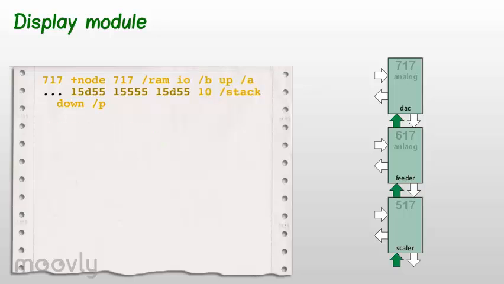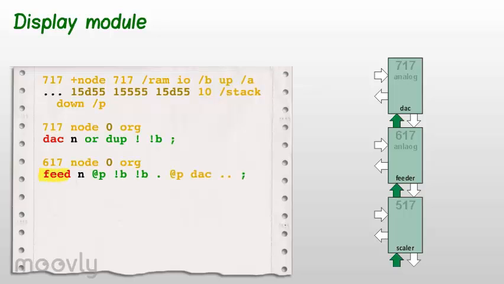In node 617 we define word feed, which expects a pixel value on stack. We first read yellow instruction word fetch p DAC and send it with store B to down port of 717 for execution. By this instruction, word reads the same port it is executing at, and what it reads is a pixel value provided by 617 with another instruction store B.